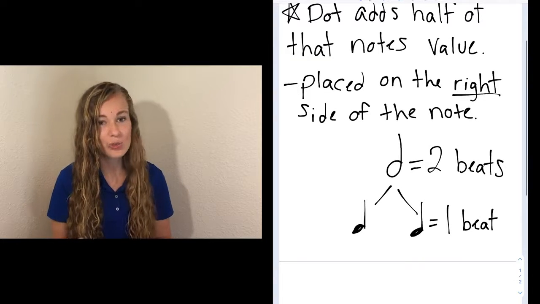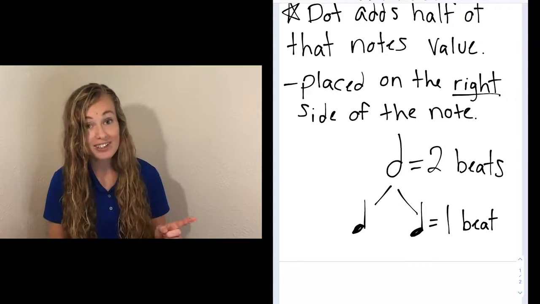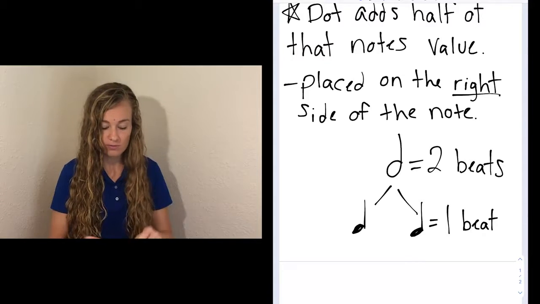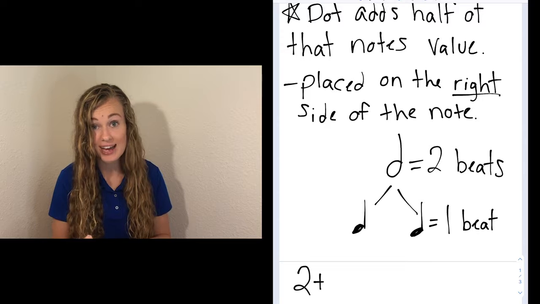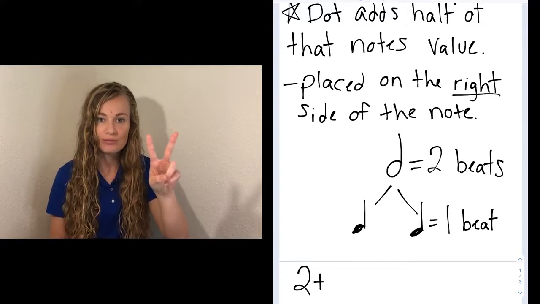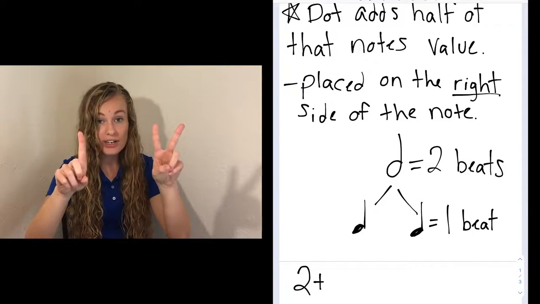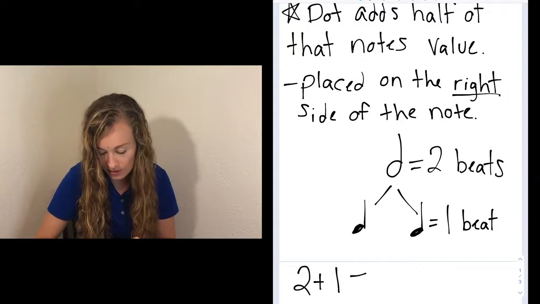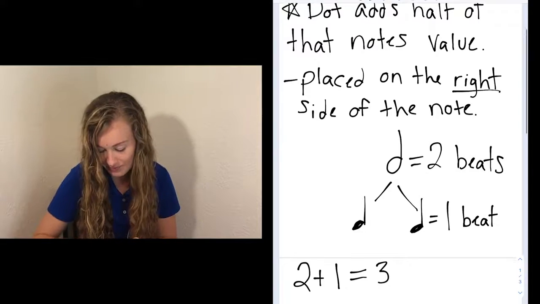Now we're gonna do just a little bit of math here. Don't worry, it's gonna be super easy. So if our dot adds half of the value, and our half note takes up 2 beats. Here we go, 2 beats. Plus, because the dot is adding half of the value, what is half of 2? 1, that's right. So we're gonna be adding 1 to the current value of 2. So plus 1, and everybody, we know what 2 plus 1 is, that is 3.